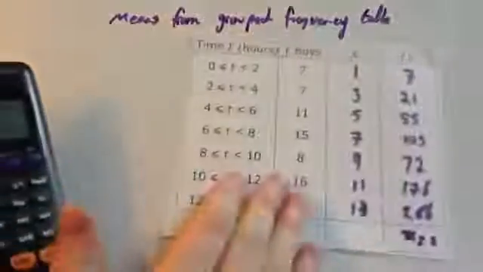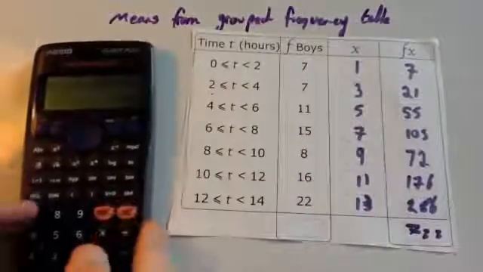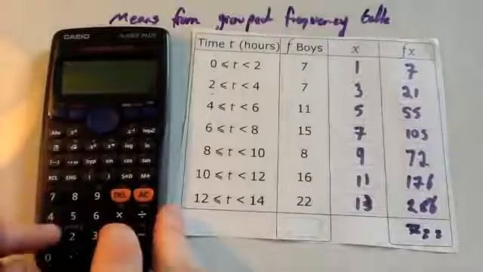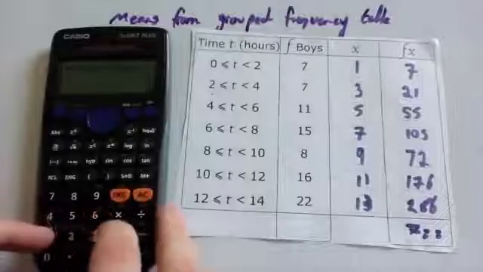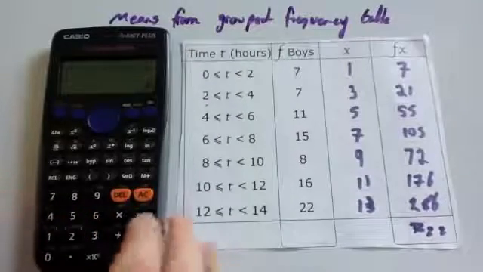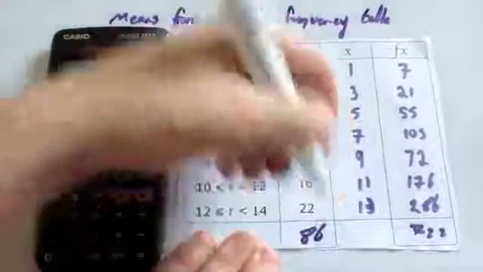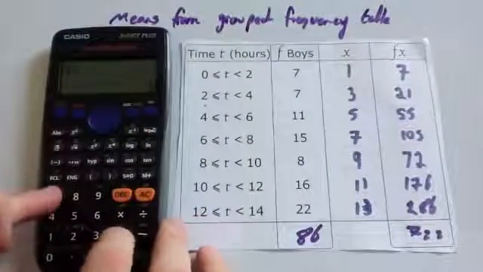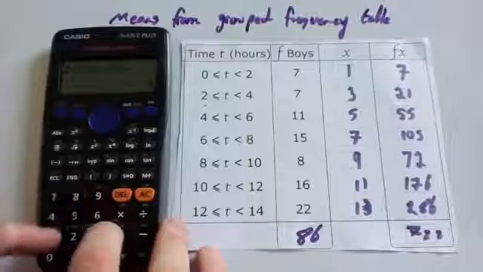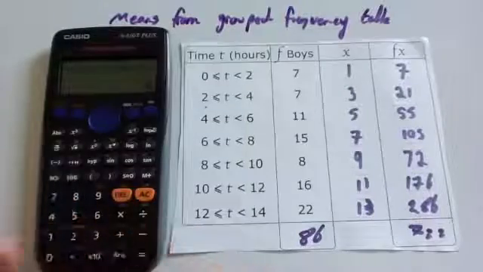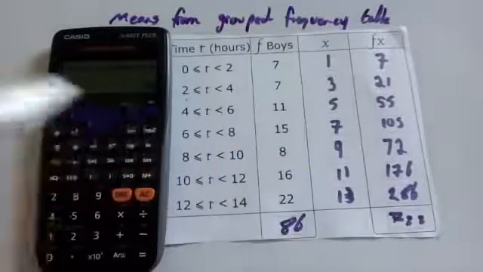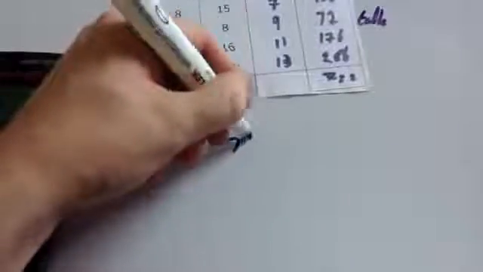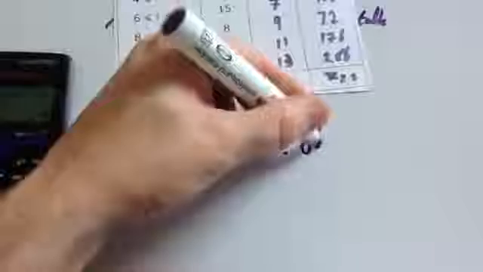And then you're going to add together how many boys there are. So we're going to add 7 plus 11 plus 15 plus 8 plus 16 plus 22. And altogether there are 86 boys. Let's just double check that: 7 plus 7 plus 11 plus 15 plus 8 plus 16 plus 22 is 86. We divide the grand total, 722, by 86, and that'll give us the estimated mean. So the estimated mean is 722 divided by 86.